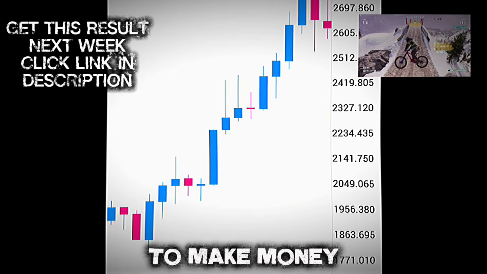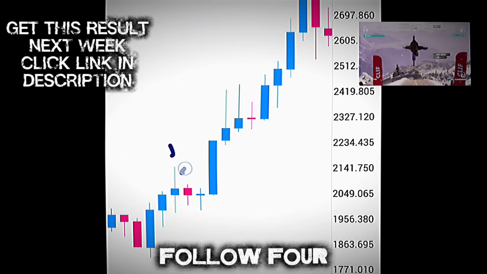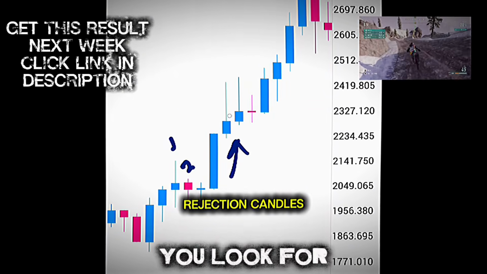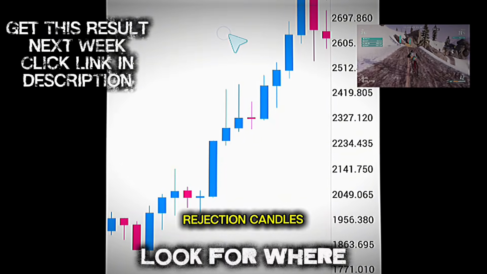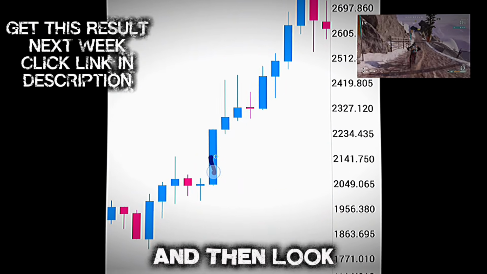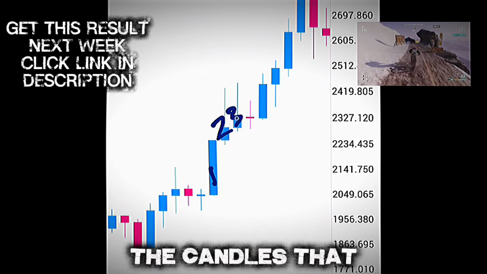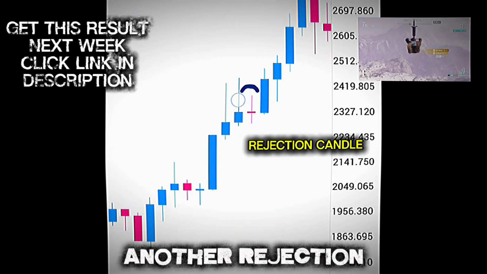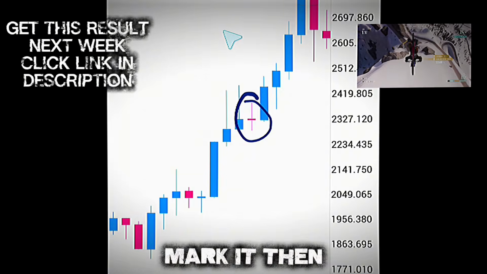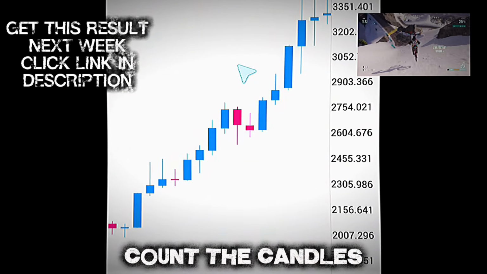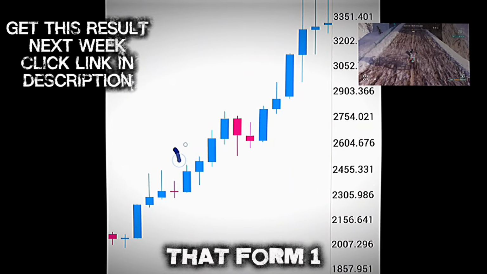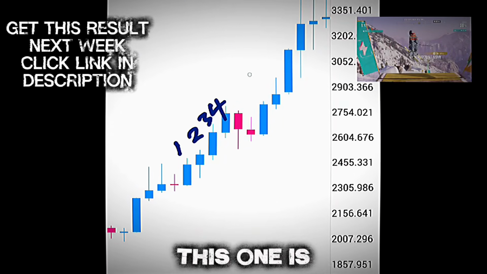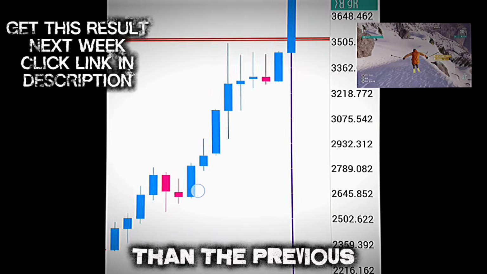So basically, if you want to make money trading consistently, you need to follow 4 structures. The first structure is progression structure. This is where you look for the rejection candles, look for where the rejection starts from, and then look for all the candles that form after the rejection happens. And then when another rejection happens, you want to mark it, then count the candles that form: 1, 2, 3, 4. Basically, this one is more than the previous one, which is 3.